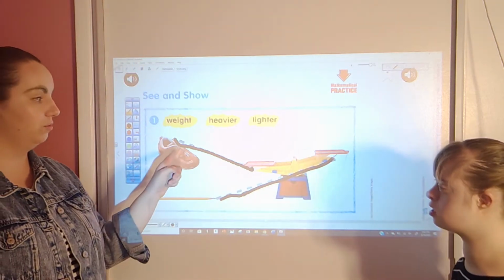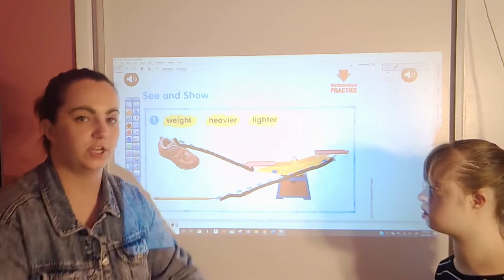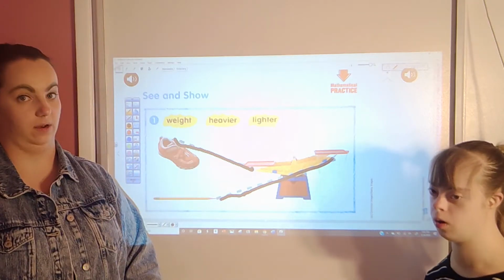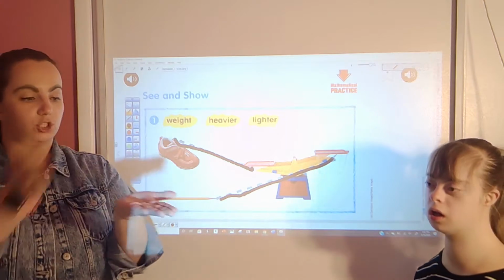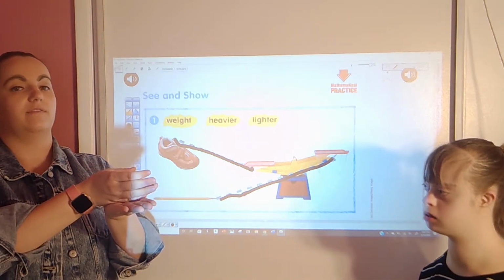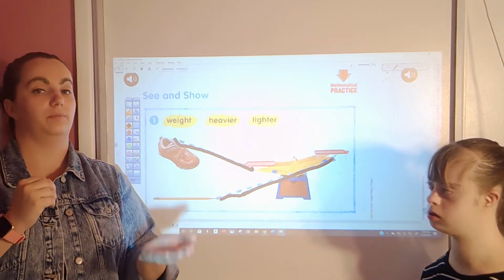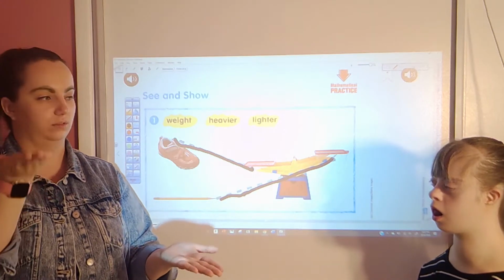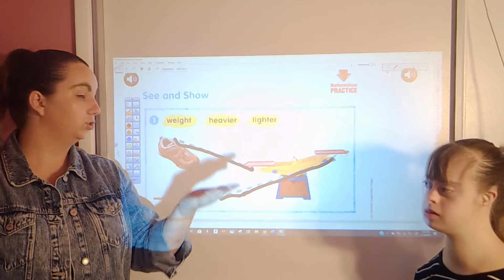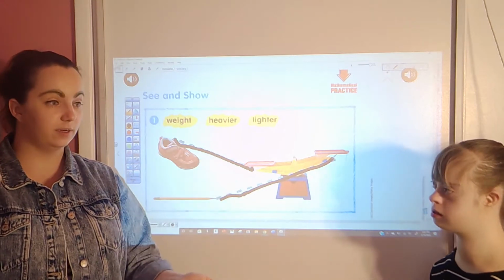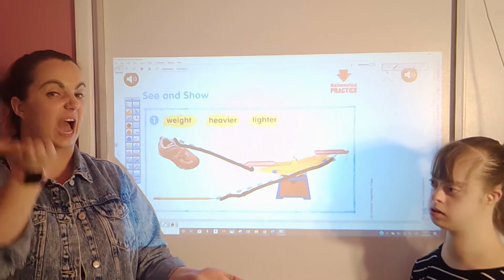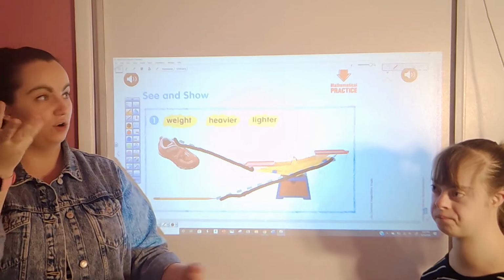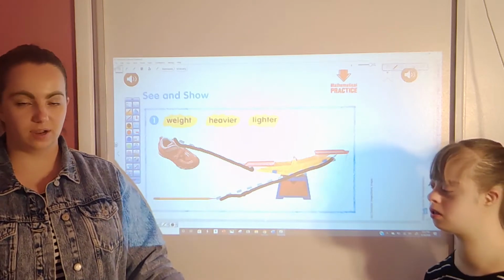The shoe is heavier, more weight to it. If you put a shoe on your hand, it'd probably feel heavier, so your hand might drop a little bit. But if you had a pencil on your hand, it'd just be like, oh, just a pencil. Shoe, heavier; pencil, lighter. I know this was a lot of words at you.